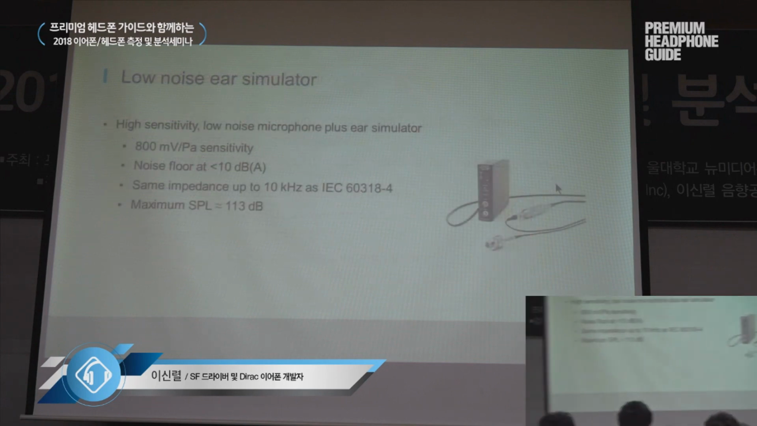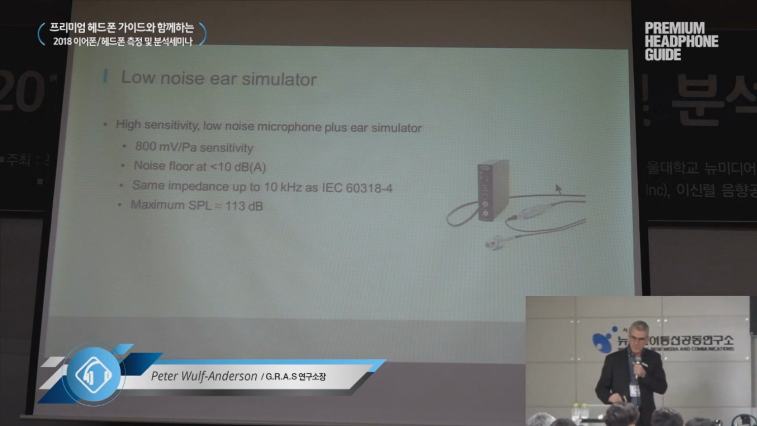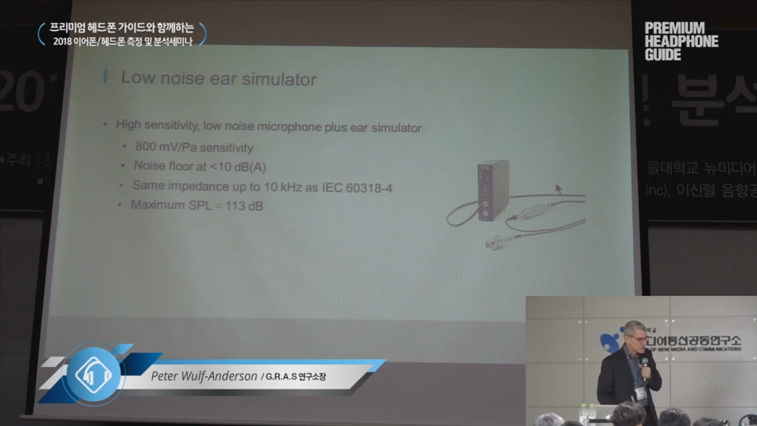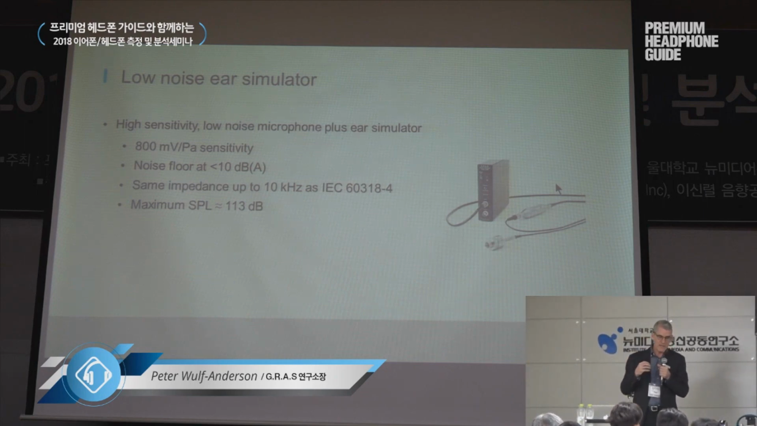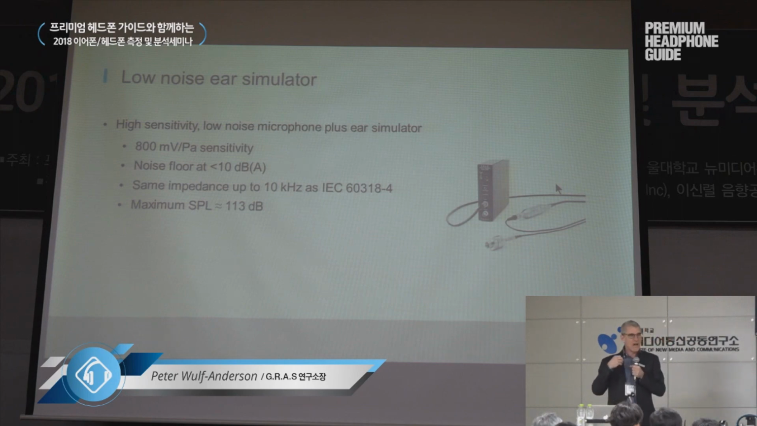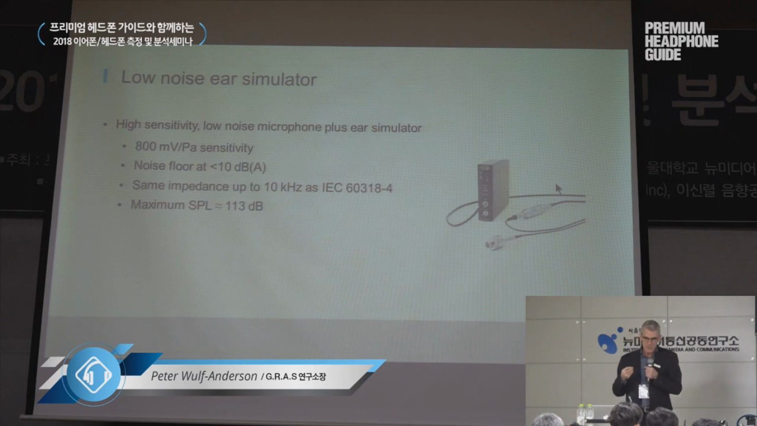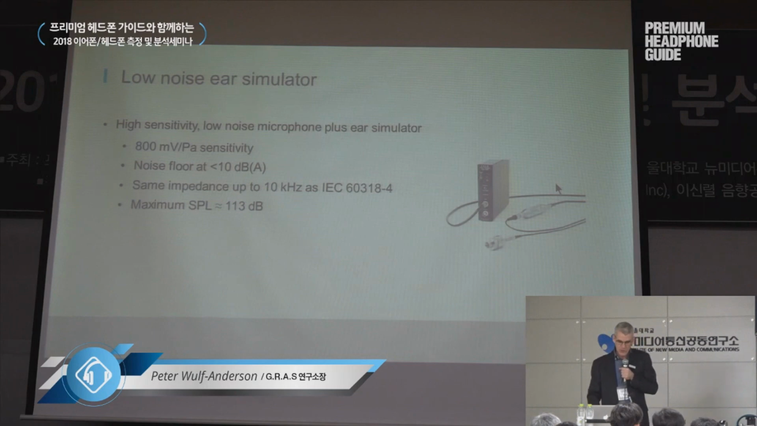Okay, so again, I'll be a little bit quick, but what we managed to do is, again, we combined the low noise microphone with the coupler. So we now have a very high sensitive microphone mounted in the coupler, meaning we can push the noise floor below 10 dBA, and if you look at it in octave spectrum, it's very, very low, and the demo will show a little bit later.